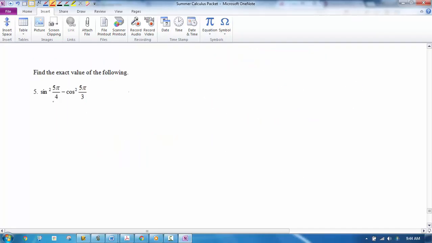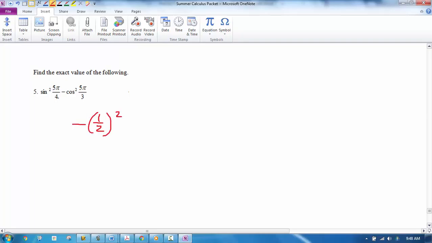Okay, the next question is just recognizing a trig identity, which is that sine squared of some angle minus cosine squared of some angle. I'm sorry. Let's not do that. Let's just evaluate these, because the cosine of 5 pi over 3 is on your unit circle. It's 300 degrees. So on your unit circle, the cosine of that value is 1/2. So that would be 1/2, and that's going to have to be squared.